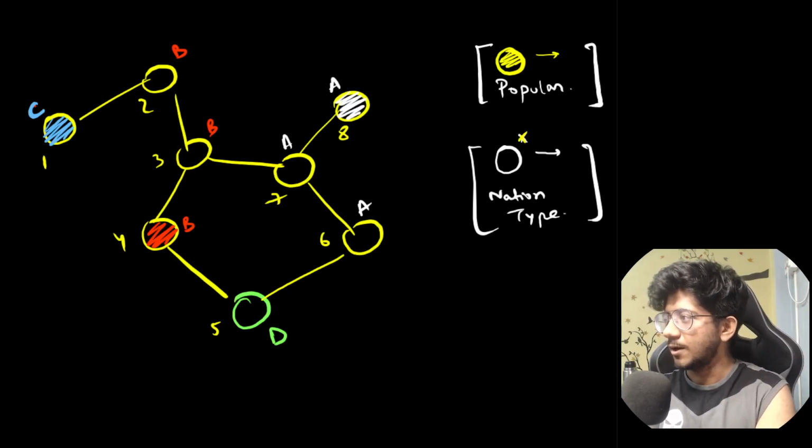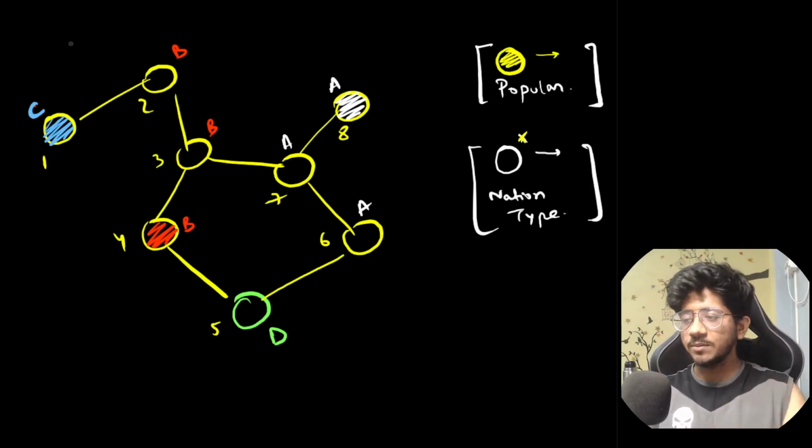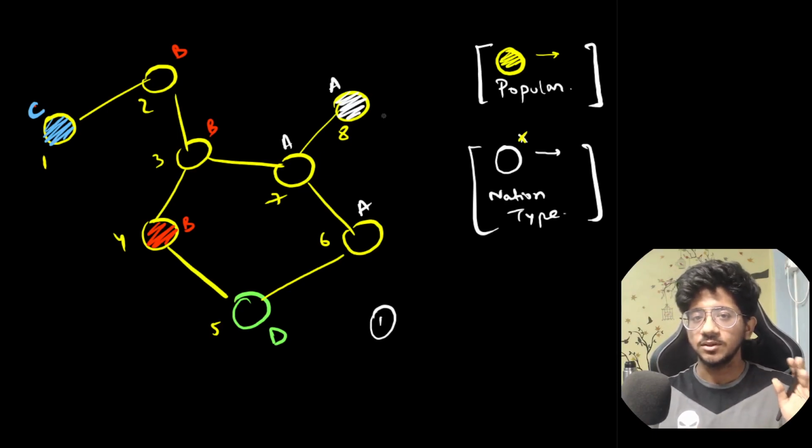The first thing that clicks in my mind is that for every node I need to find the distance to the popular nodes. For every node I need to know the distance to the popular nodes. The second condition is that its nation should not be the same. But forget about the second constraint for now. Let's say everybody is of a different nation from a given node. We don't really care about the nation constraint. So for every node, you have to find the distance to the closest popular node.